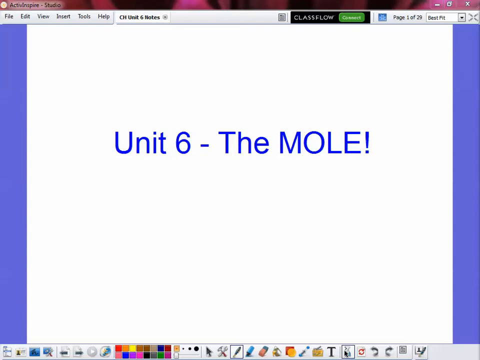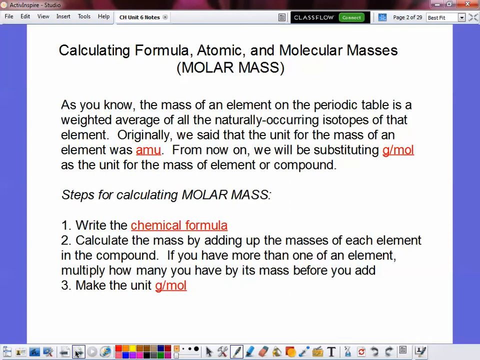Okay, so today we're going to learn how to calculate something called molar mass. We're starting our unit on the mole, and we're going to learn what a mole is next class, but today let's just talk about how to calculate molar mass, okay? So you have a few notes you're going to copy here.